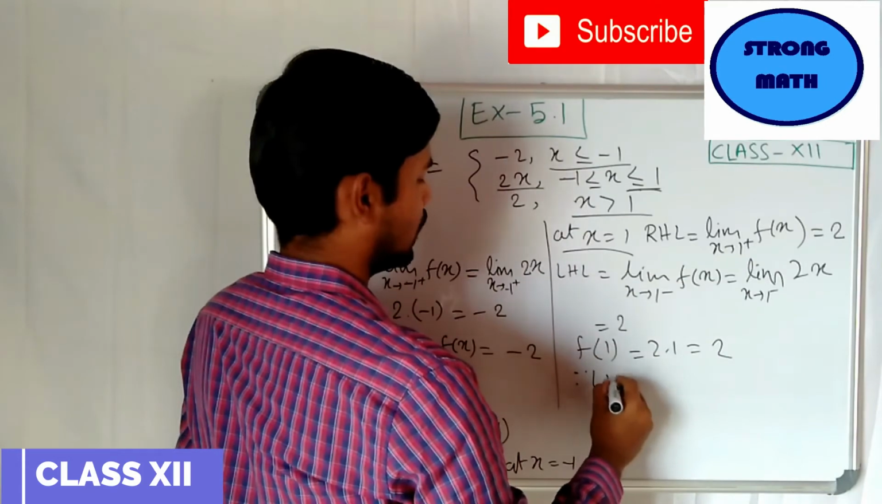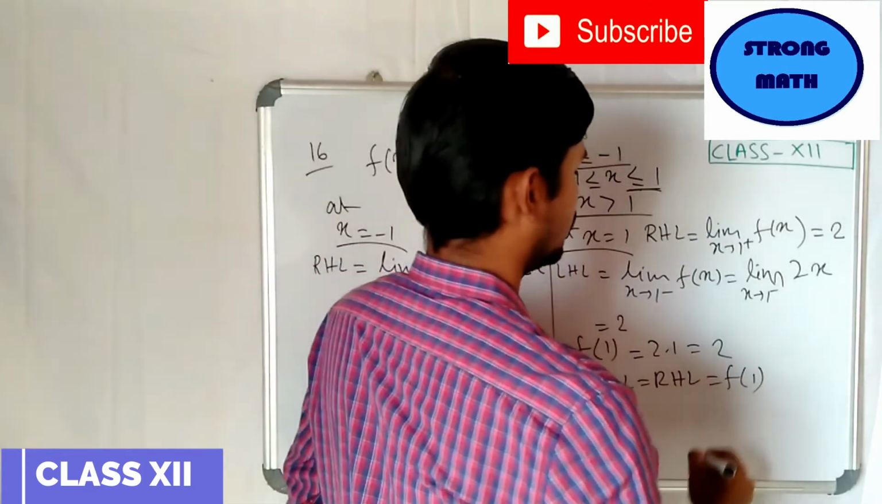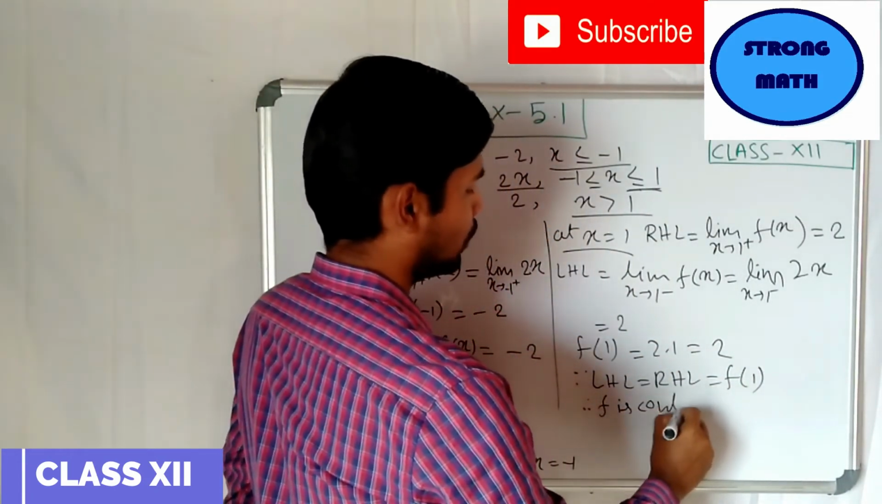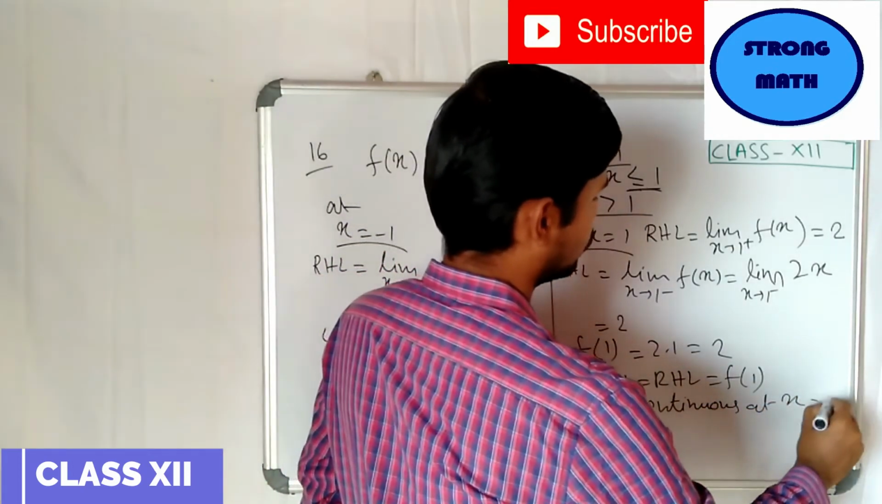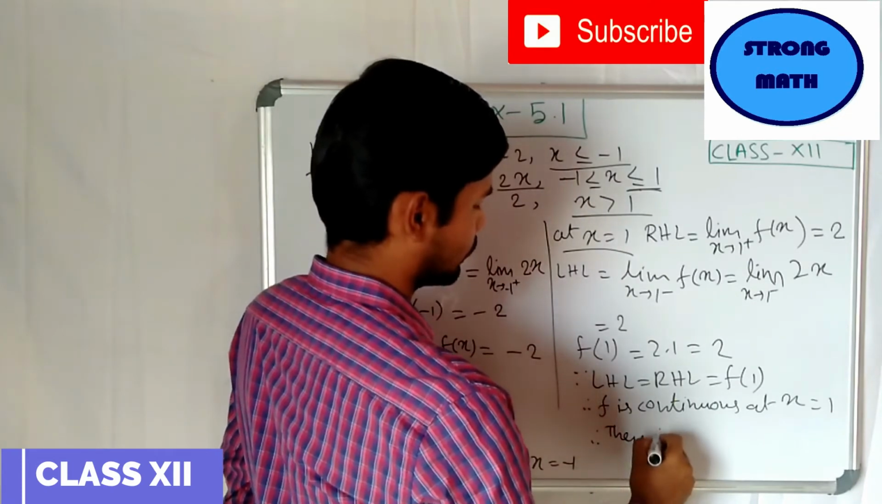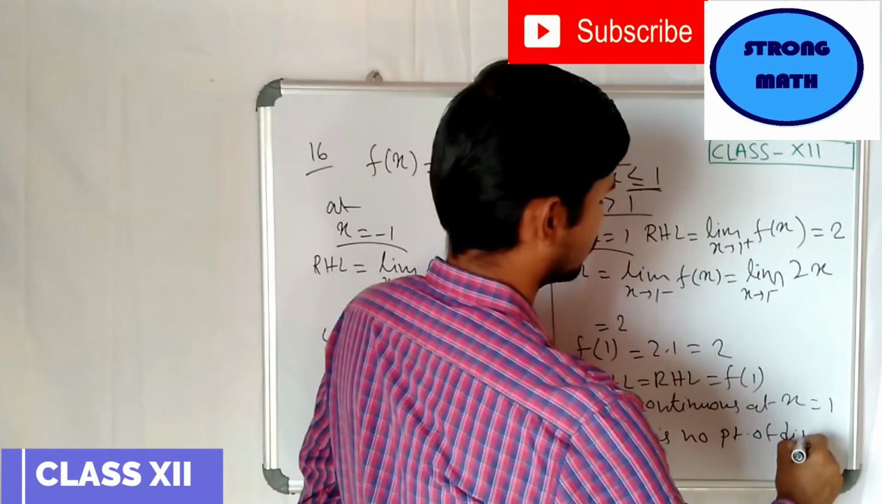Since the left hand limit equals right hand limit equals functional value at the point 1, therefore f is continuous at x equals 1 also. Therefore there is no point of discontinuity.